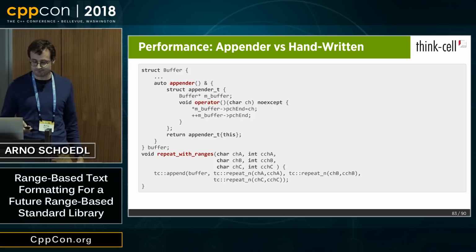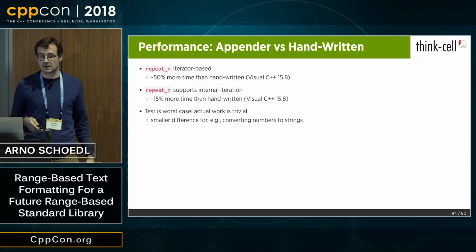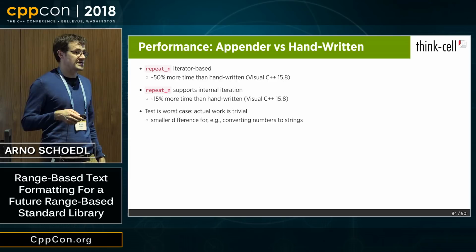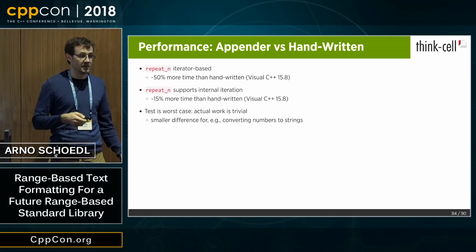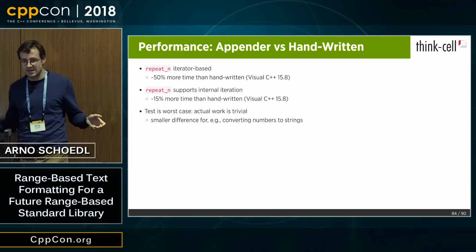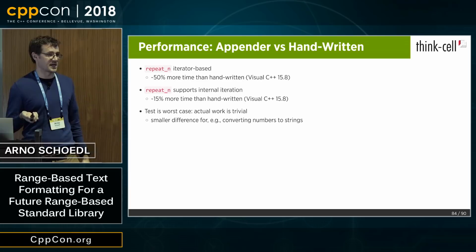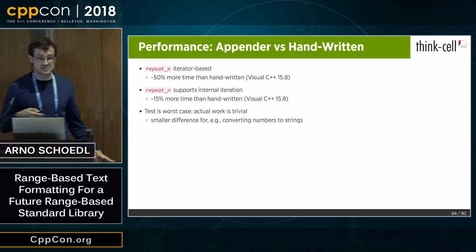So what did we get? The repeat n, if it's iterator based, is about 50% slower than our benchmark implementation. Now, if we use internal iteration, we end up with something that is just 15% slower than the perfect formatting, which I think is pretty good. It's nice and high level, what we're writing, and you don't really pay much for it. And again, this is the worst case, because we are not actually doing actual work. You would see a smaller difference if you, say, convert numbers to a string.